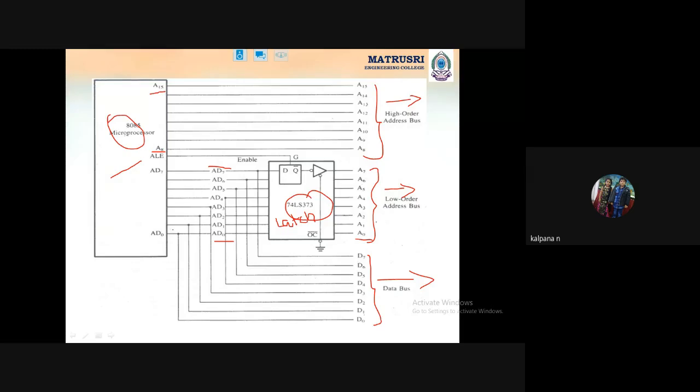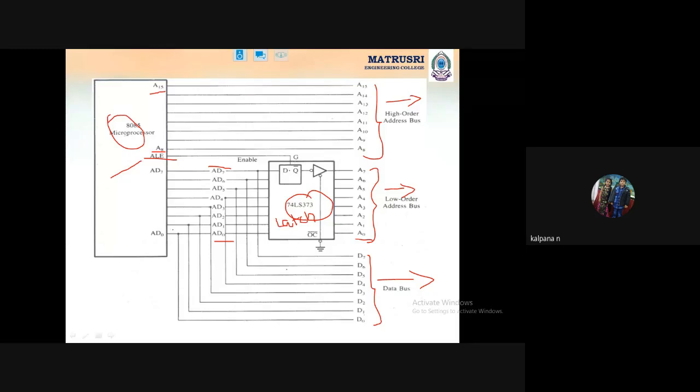Next, in order to enable these address lines, we should also connect the ALE pin. ALE stands for Address Latch Enable. Address latch enable means the addresses given to the latch will be enabled. What addresses are we giving? AD0 to AD7. So in order to enable the latch, we should use the ALE pin.